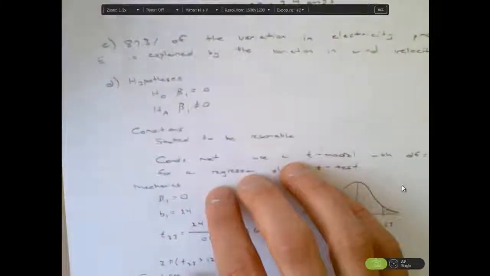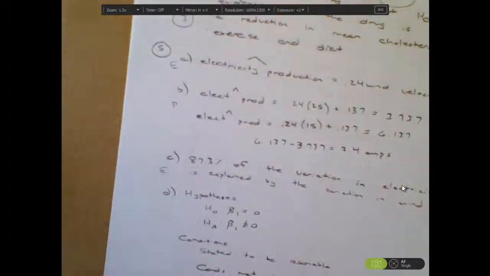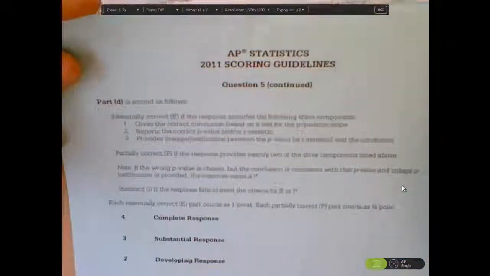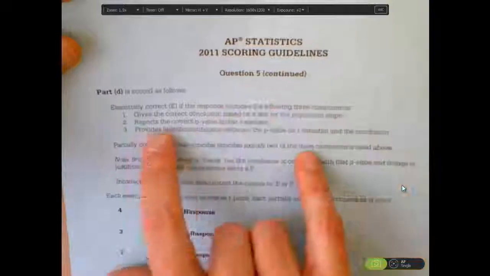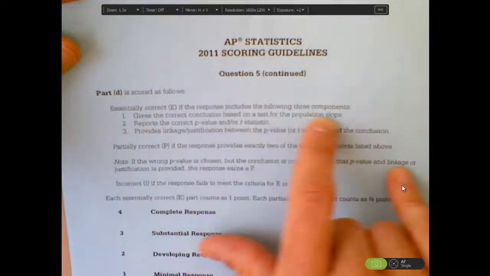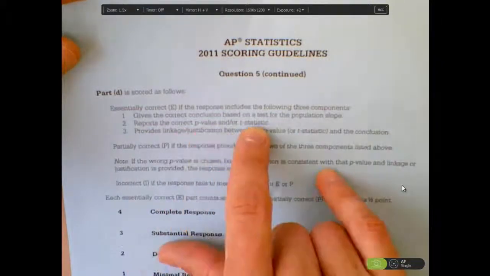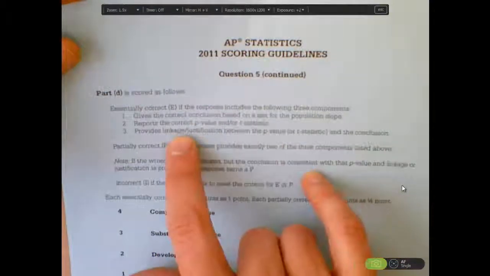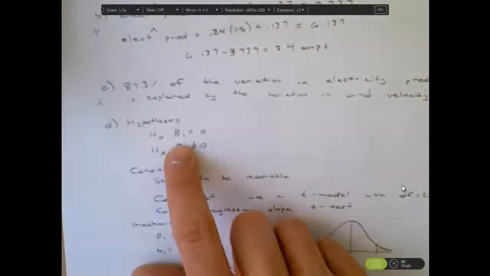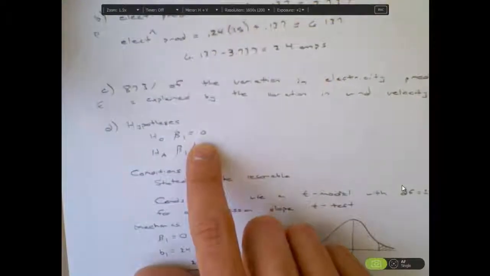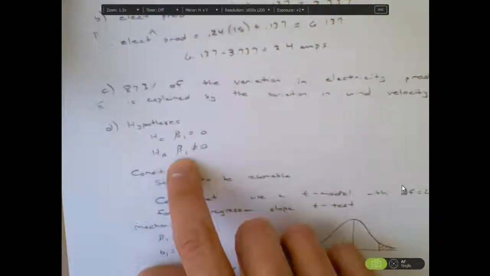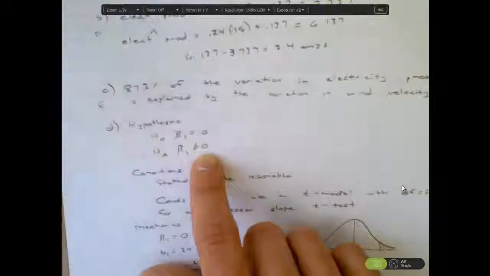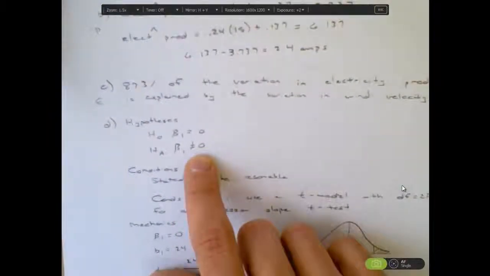Okay, so let's look at the grading rubric. Essentially correct, three components: gives the correct conclusion based on the test for the population slope, correct p-value and test statistic, and linkage for your conclusion. Okay, so you'll notice for my null and alternative, my null is beta sub 1 is equal to 0. There's no linear association between the two variables. My alternative, beta sub 1, is not equal to 0. So that means there is some kind of linear association between the two variables.